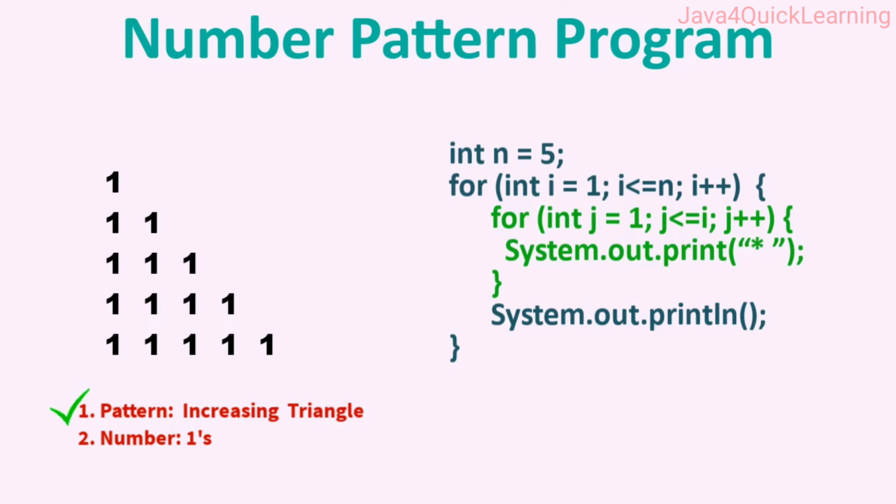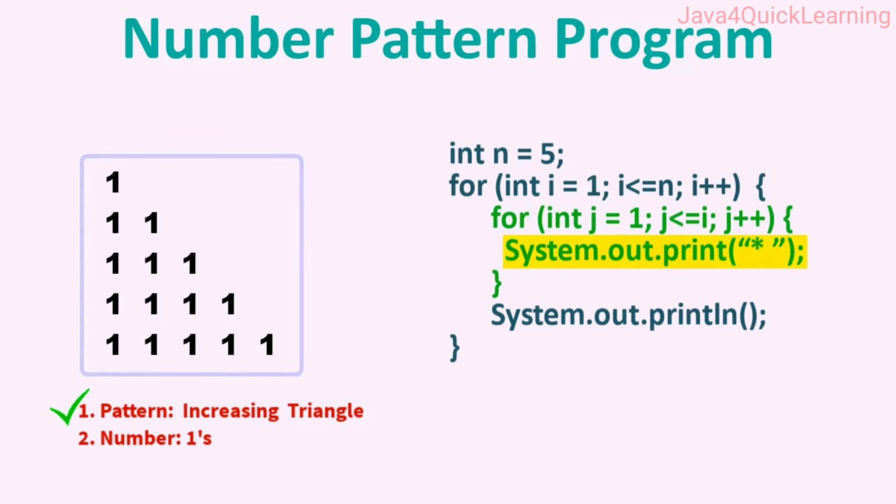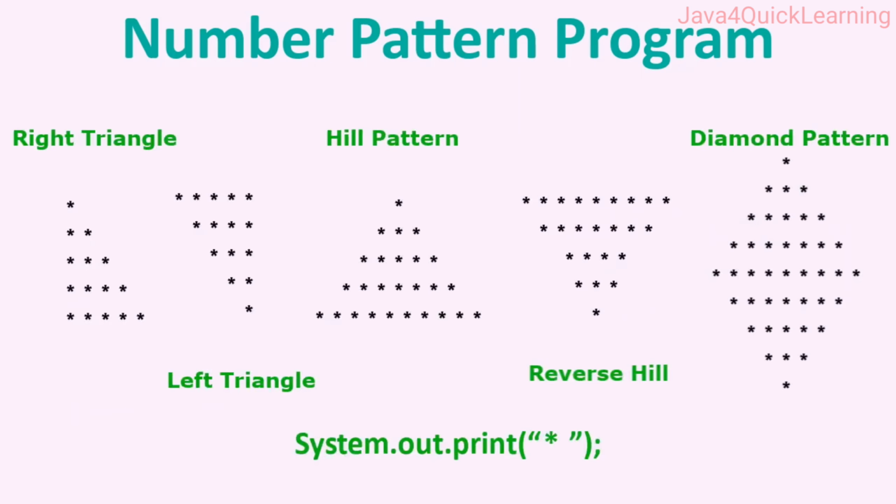Now we will come to numbers. We see this has a constant same number in the pattern, so the only change you need to do here is instead of star, print the number 1 which is there, and you are ready with the pattern code. Now you do know different pattern programs from my star pattern program video.